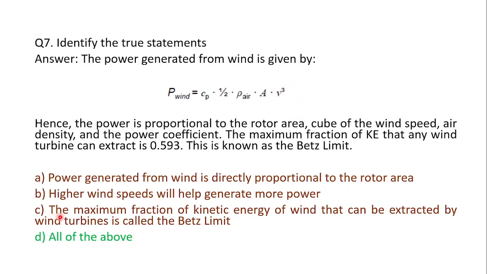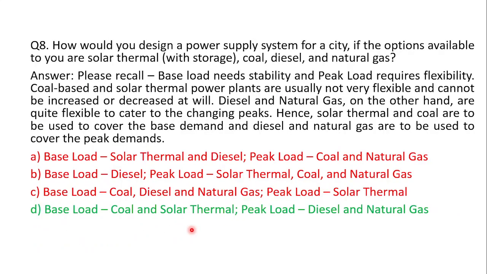Third, the maximum fraction of kinetic energy of wind that can be extracted by wind turbines is called the Betz limit, which is again true. It is 59.3%, and this is called the Betz limit. So the answer is all of the above. All of these statements are true.